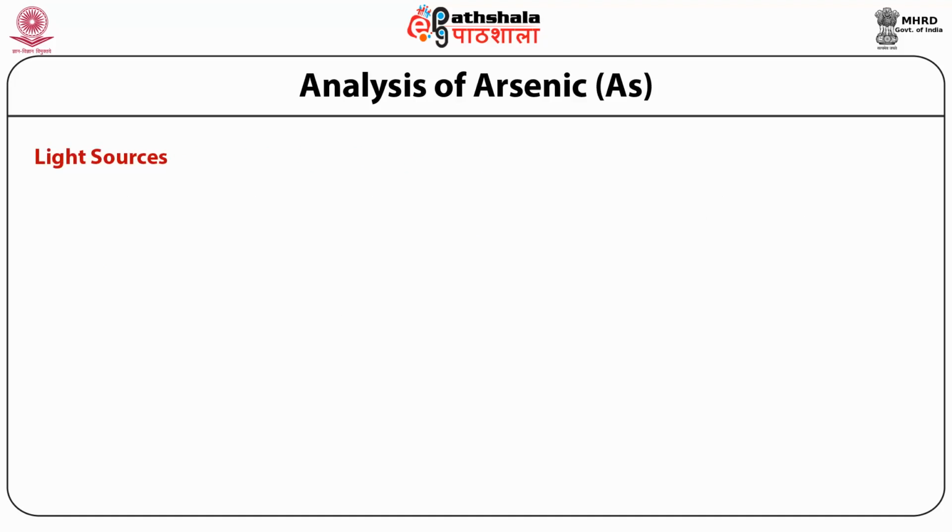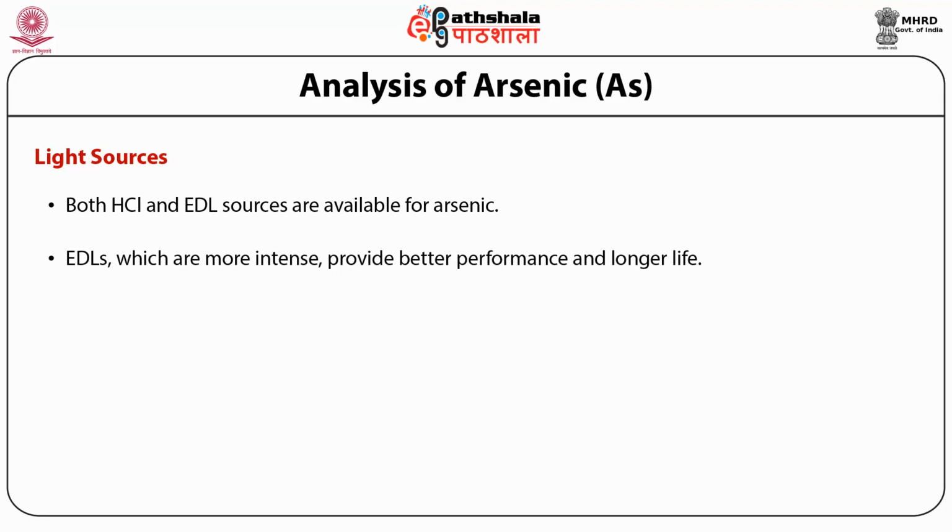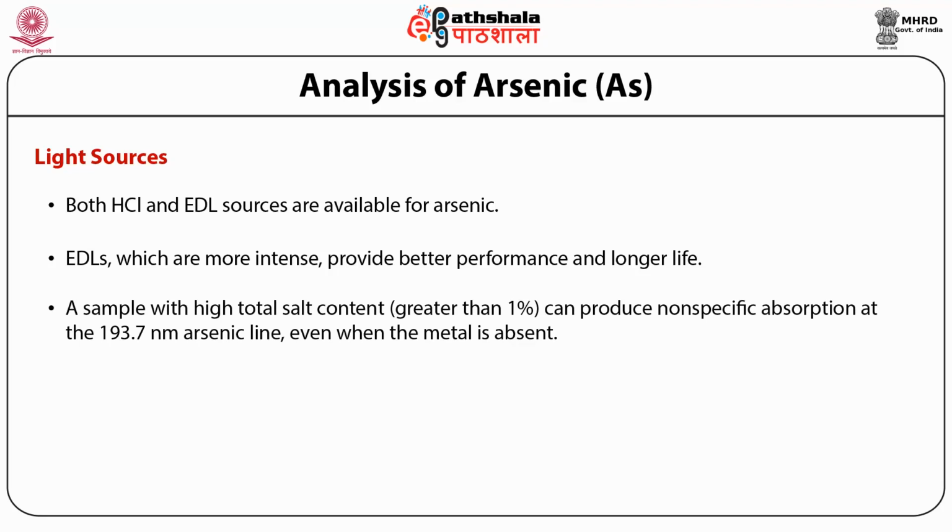Light source. A number of light sources can be used for determination of arsenic. However, hollow cathode tube and EDL sources are very suitable for arsenic determination. EDL is more suitable because it is more intense and provides better performance and long life in determination of arsenic. A sample with high total salt content, that is greater than 1%, can produce non-specific absorption at 193.7 nanometers even when the metal is absent. So it is therefore advisable to use background corrections.